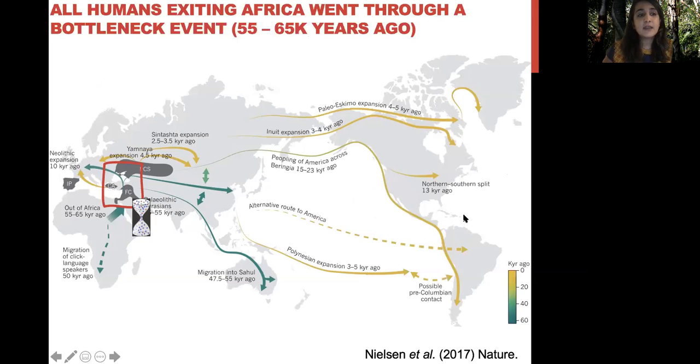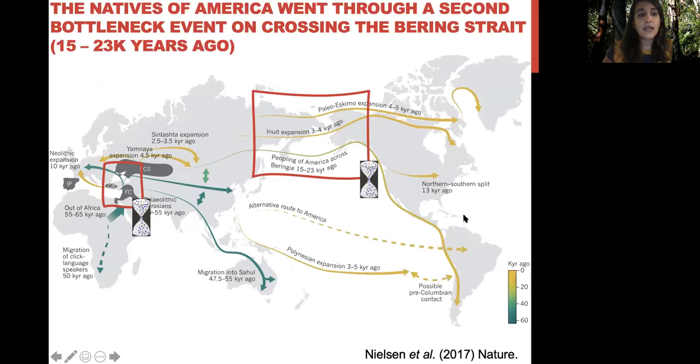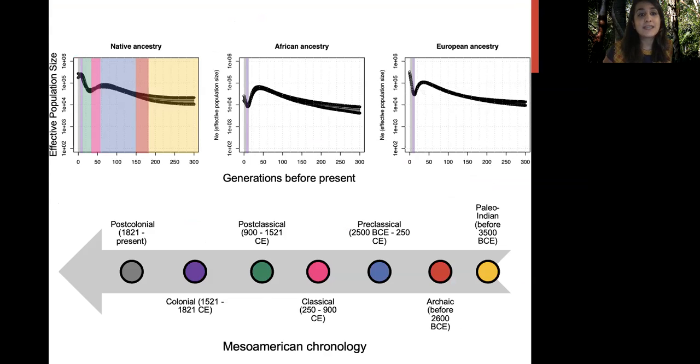A second key point is the bottleneck that all ancestors of present-day Americans went through when crossing the Bering Strait. Now, contemporary Mexicans carry predominantly Amerindigenous, European, and African ancestry, each of which went through a specific history of genetic bottleneck. To reveal the more recent history of population sizes of these three ancestries, we use genetic haplotype identity and a method called ancestry-specific IBDNe, which has been shown to work well in admixed populations.